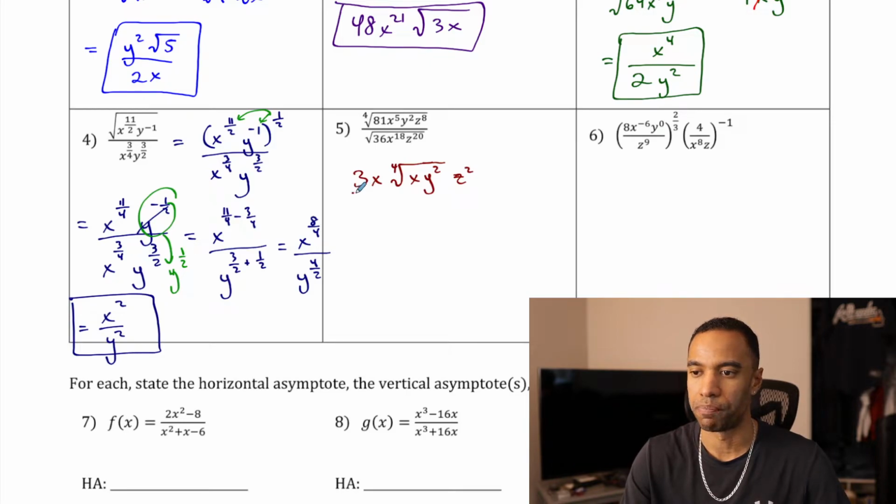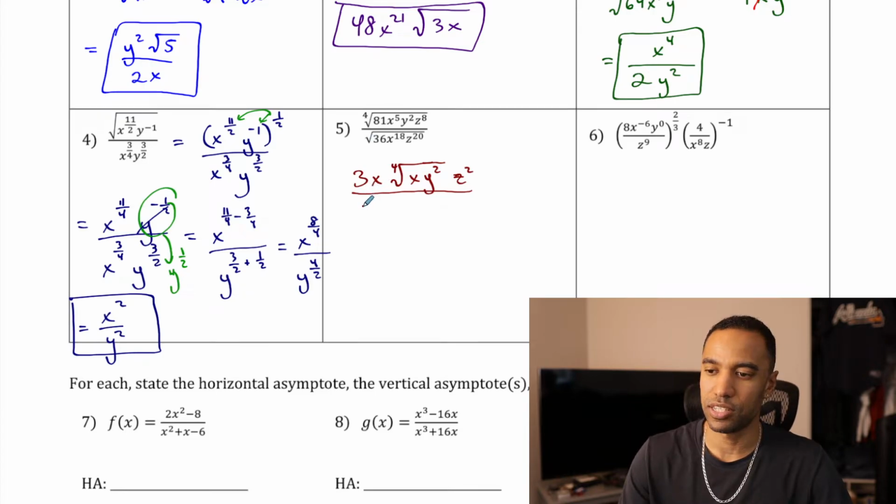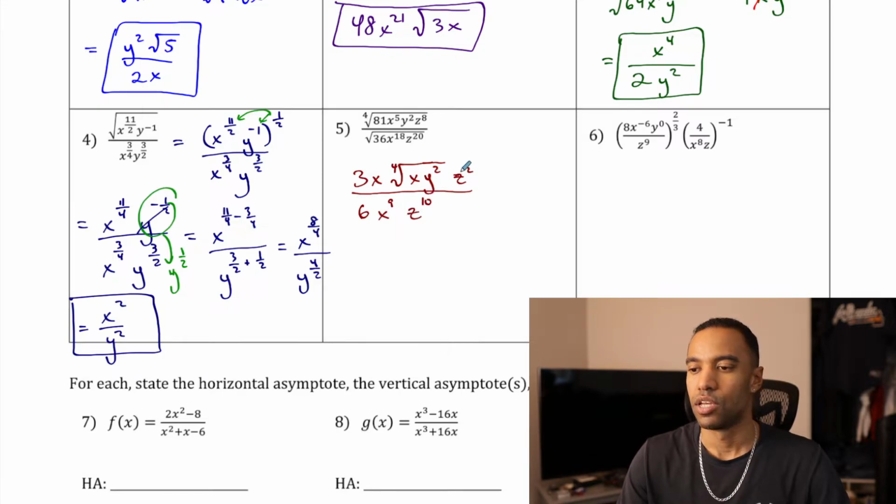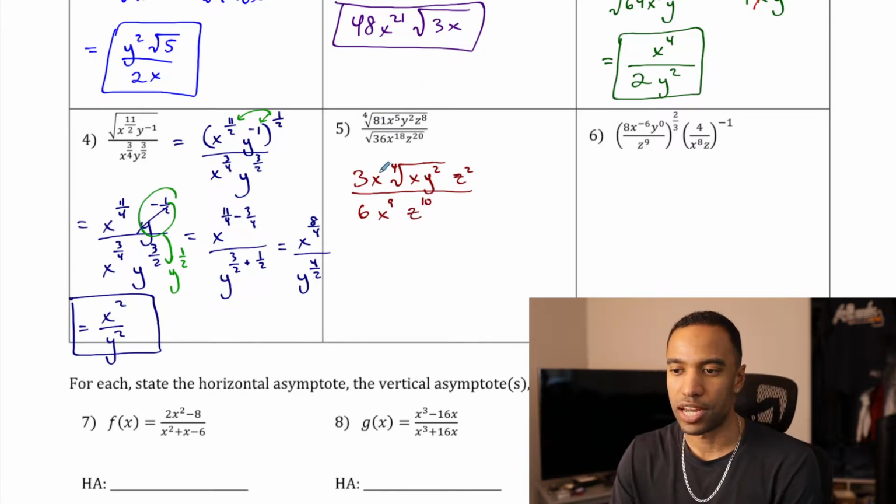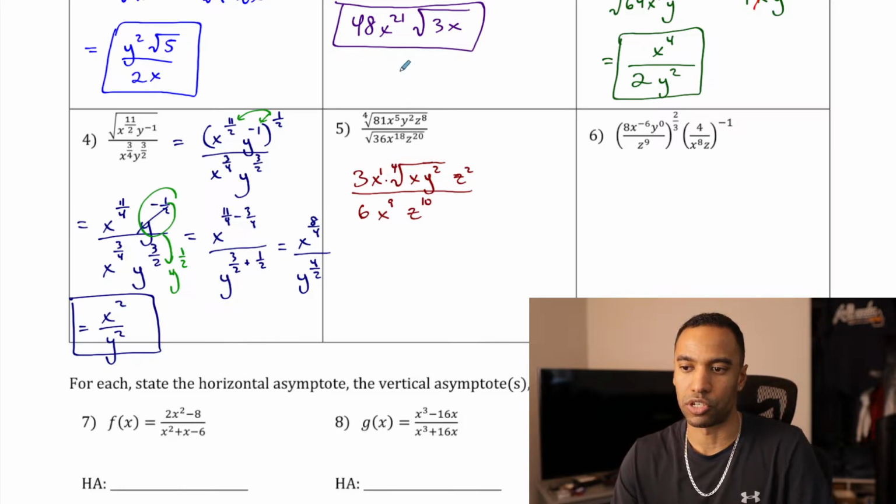I just did this in order. And then divided by down here, we have the square root of 36 is 6. The square root of x to the 18th, 18 divided by 2 is 9, so we get x to the 9th here. And then the square root of z to the 20th, 20 divided by 2 is 10, so you get z to the 10th. So, okay, that's just an x to the first, keep in mind. That 4th root has to do with that part there.